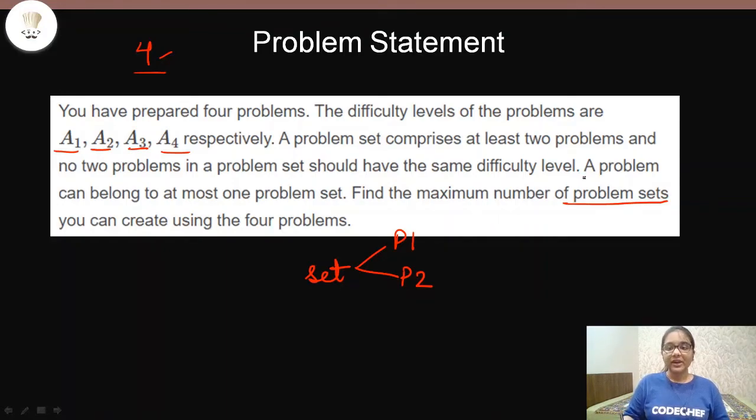Also, one problem will only belong to a single problem set. So you cannot use one problem more than once to form another set. So these are the conditions. Now we have to find out how many maximum number of problem sets we can create. So let us take examples and try to understand this problem.